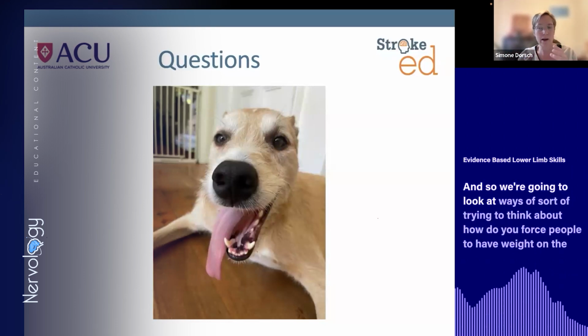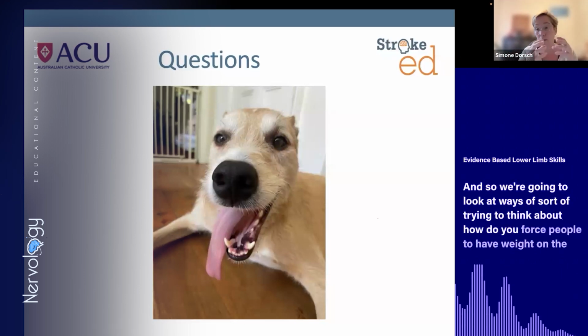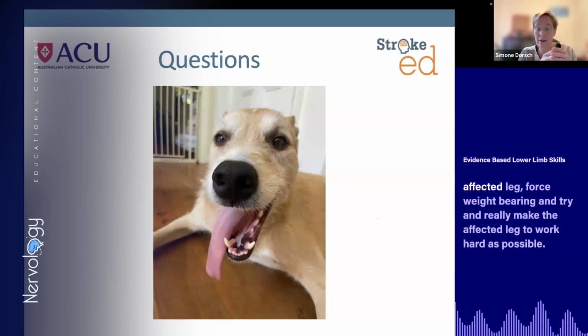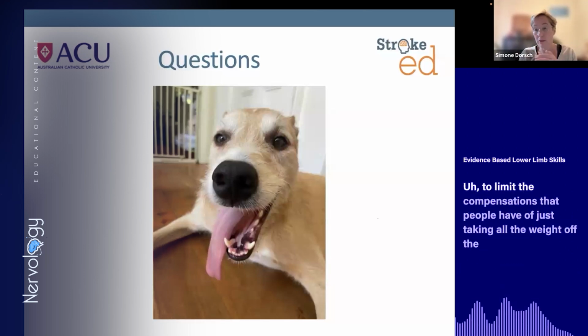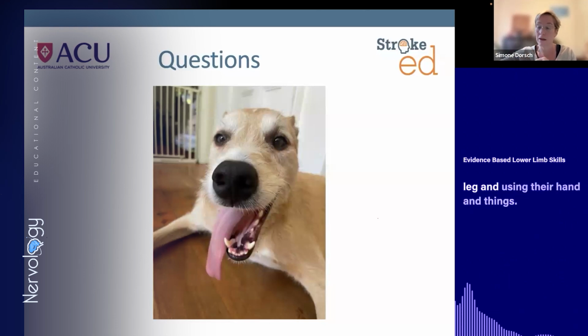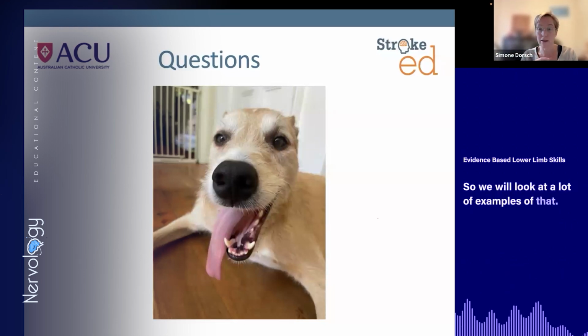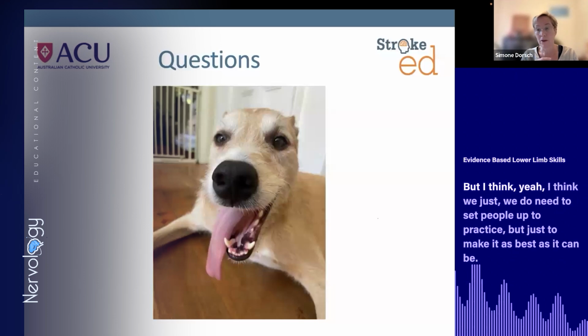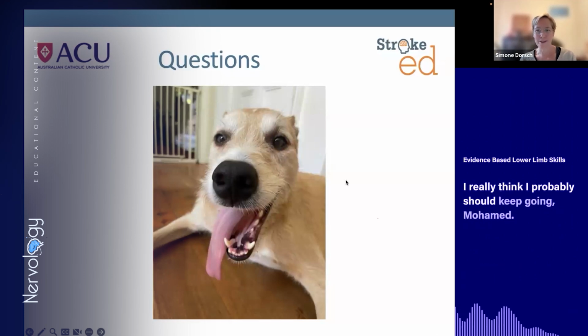And so we're going to look at ways of trying to think about how you force people to have weight on the affected leg, force weight bearing, and try and really make the affected leg work as hard as possible, to limit the compensations that people have of just taking all the weight off the leg and using their hand and things. So we will look at a lot of examples of that. But I think we do need to set people up to practice, but just to make it as best as it can be. I really think I probably should keep going, Mohamed.